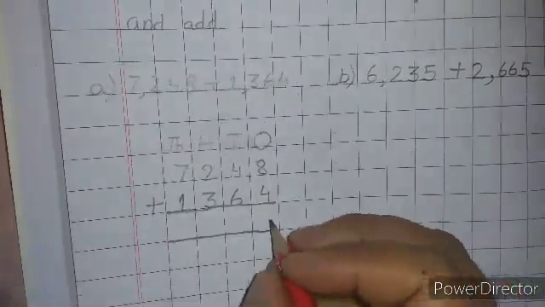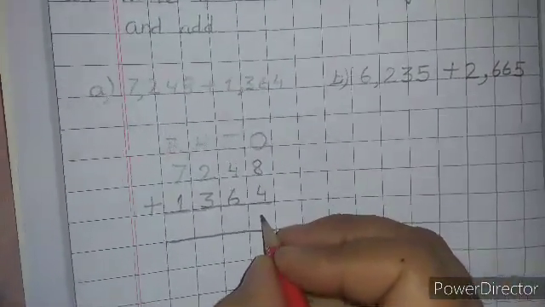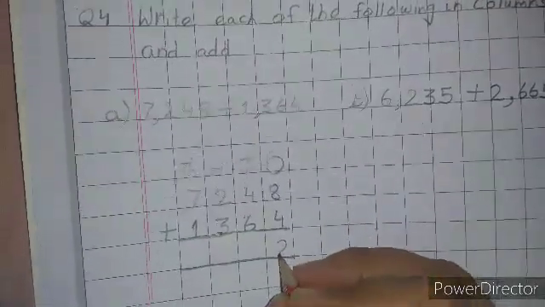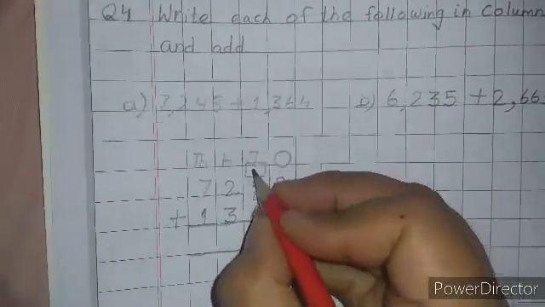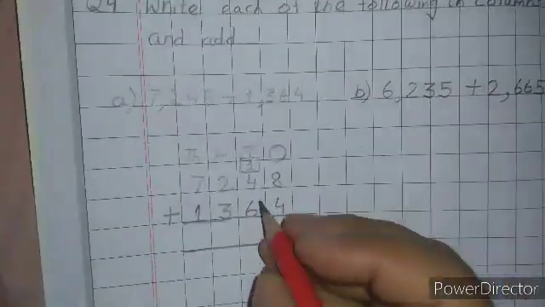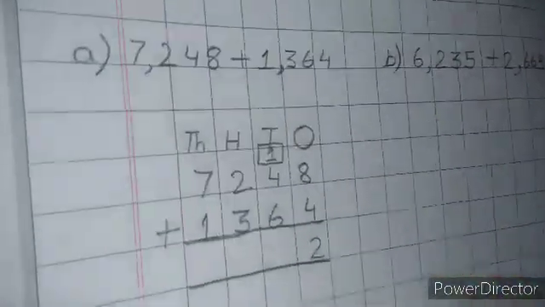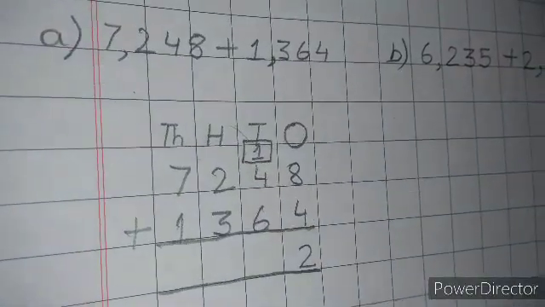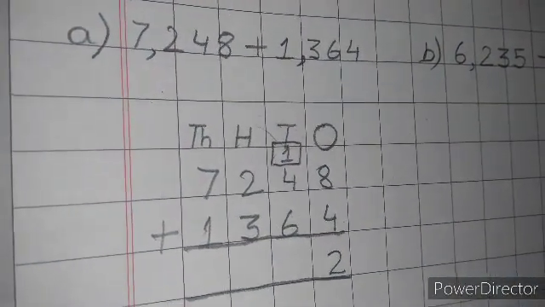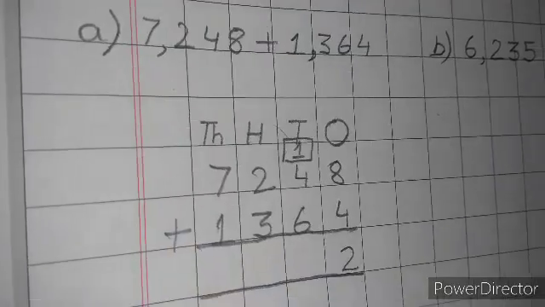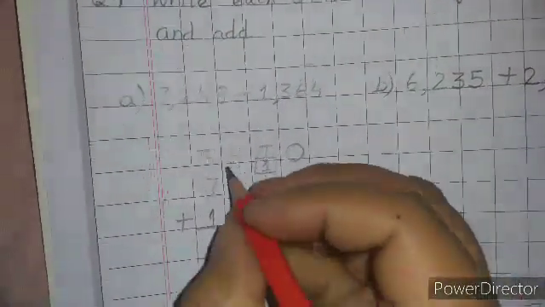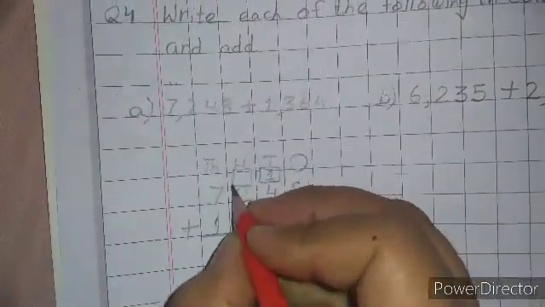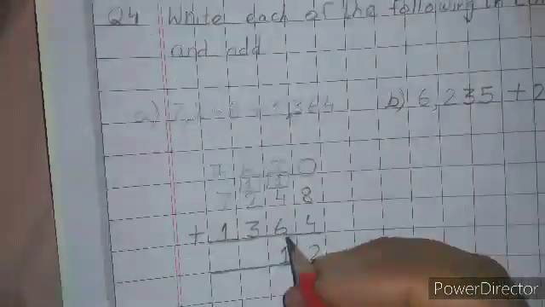8 plus 4: 8 in my mind, 4 fingers up. 9, 10, 11, 12. 2 we will write here, and for 1 we will make this box, and 1 we will carry. 4 plus 6: 4 in my mind, 6 fingers up. 5, 6, 7, 8, 9, 10. 10 plus 1, 11. 1 we will write here, and 1 we will carry.